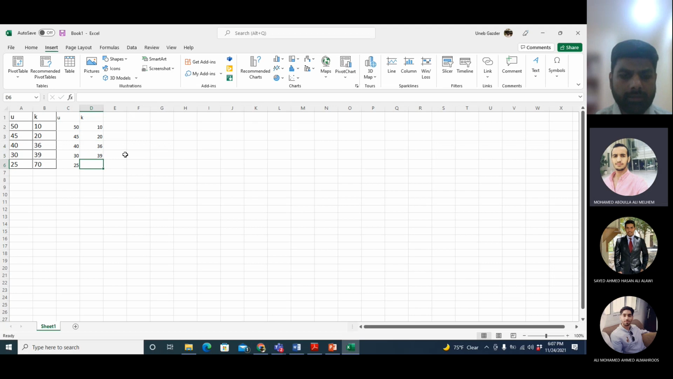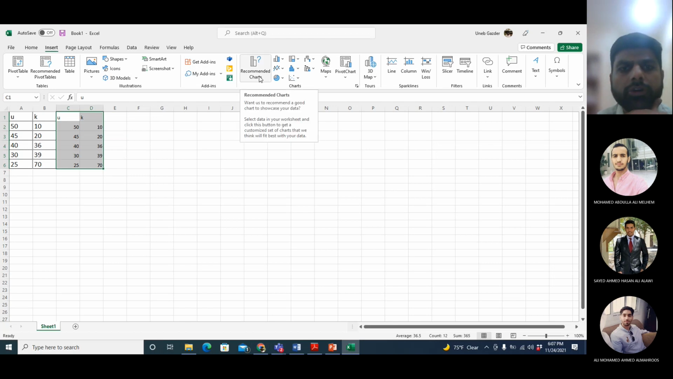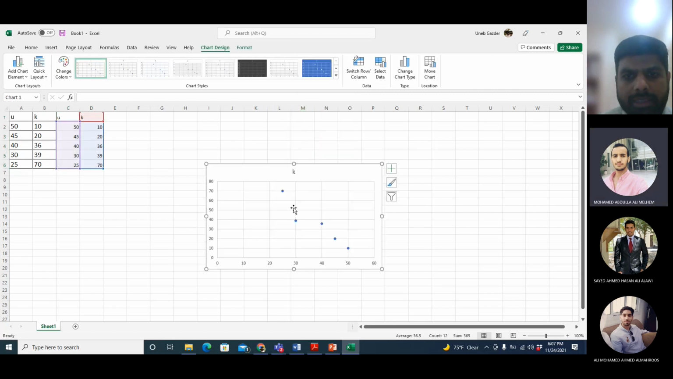36, 39, 70. Okay, so I think the copied values were not read correctly by the software. So you go to recommended chart, or you can directly select the chart type from here for scatter. So you go for a scatter plot. Make sure the plot is between U and K, and K is on the x-axis and U is on the y-axis. For the time being, it is taking reverse. It is taking K on the y-axis.